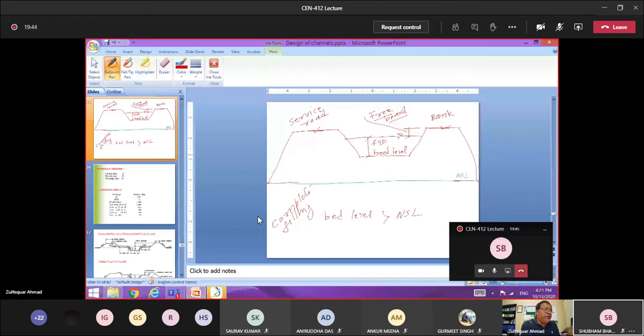In general, this freeboard is related to the discharge. In the IS code, it is written what the freeboard should be.